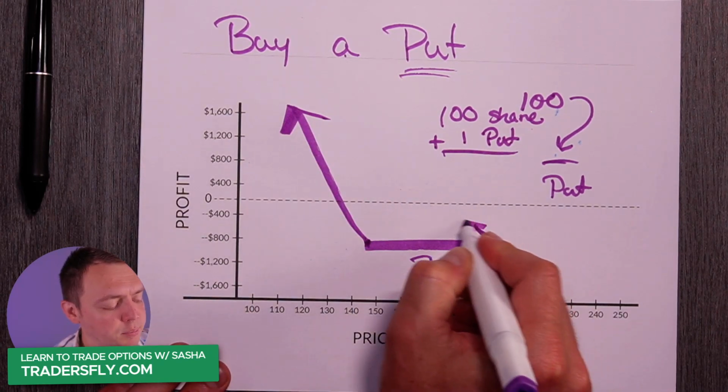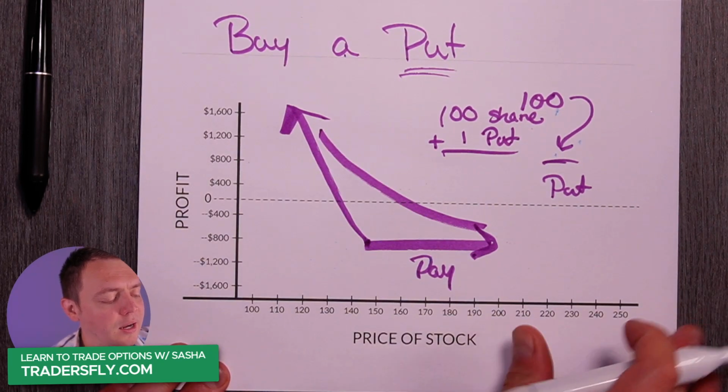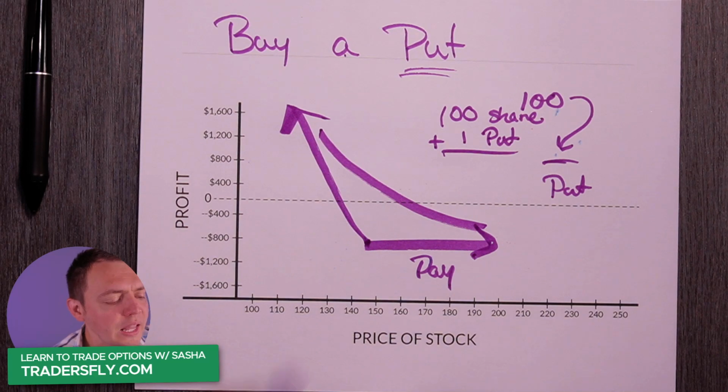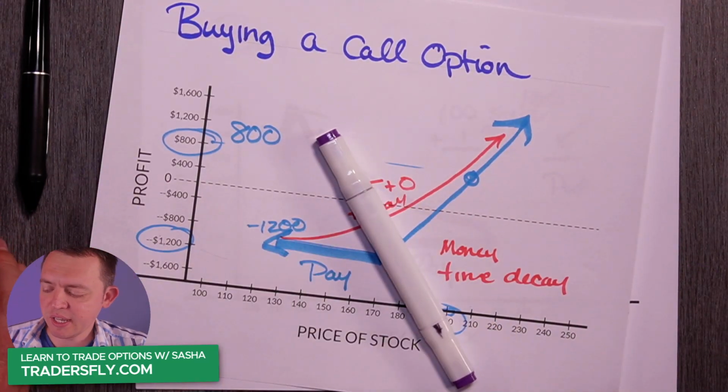So if you just buy the put on its own, it's going to look like this. But if you buy a stock and buy the put, it's going to look like this. So watch, I'm going to show you. It's going to be kind of interesting.